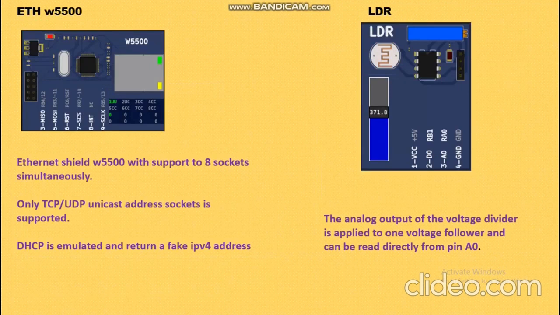Next, I will be using the Ethernet chip W5500, which can support up to 8 sockets. Since it is required to make a connection between the cloud and the Arduino board, we use the Ethernet chip and the LDR sensor. The LDR sensor is a light dependent resistor connected in series with a 10K resistor, which is used to control the light's resistance.